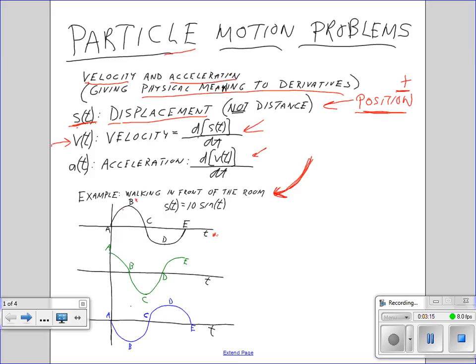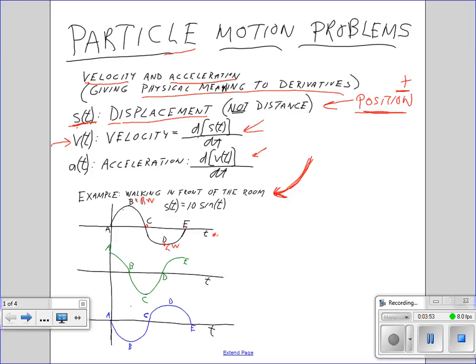Then I turn around and start walking back. At C, I'm right back in the same position as A, so many seconds later. At D, I'm at the other window, the left window, after going to the other side of the room. And at E, I'm right back at the middle. So this is a model of my walk.